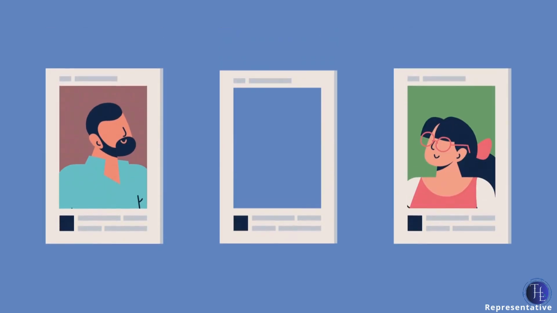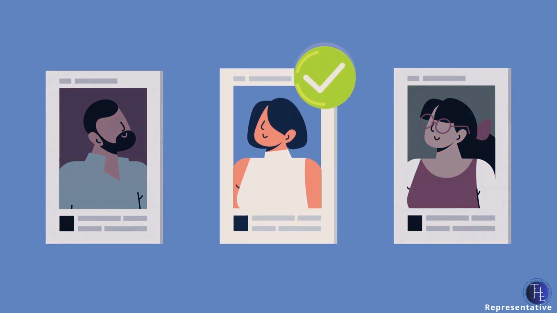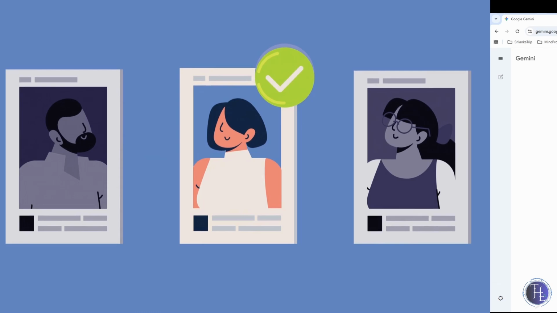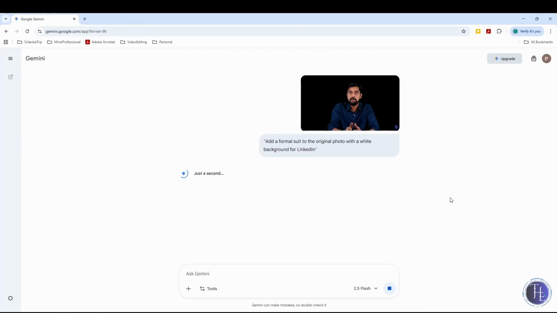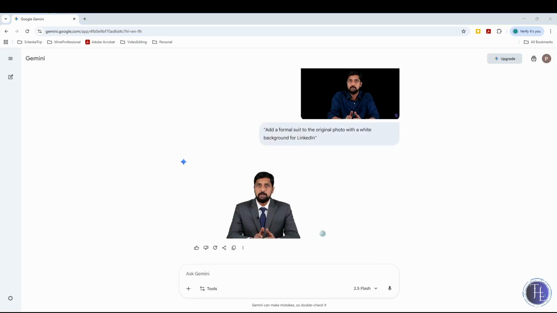Maintaining a consistent, high-quality professional image for different platforms is a constant, costly hassle. Your weekend photo should not be your LinkedIn headshot. Nano Banana eliminates the need for expensive photo shoots. Upload your original image and use a prompt to instantly create a highly professional look. Add a formal suit to the original photo with a white background for LinkedIn.